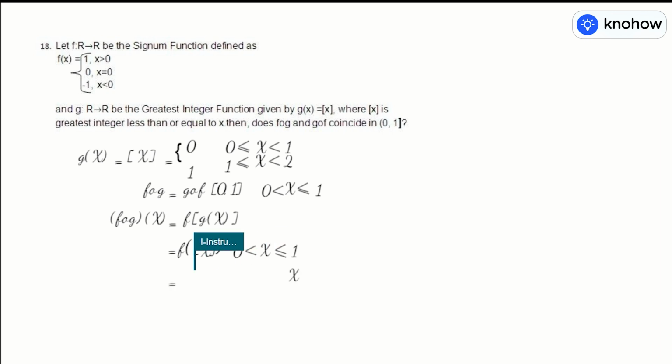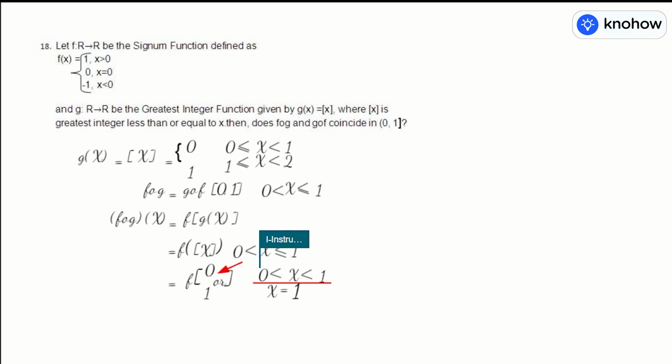When x is greater than 0 but less than 1, it is 0. And when x is equal to 1, or when x is greater than or equal to 1 but less than 2, it is 1. So that means inside the bracket, this greatest integer function in the given interval may take value 0 or 1. And now let's see what is the f image of 0.